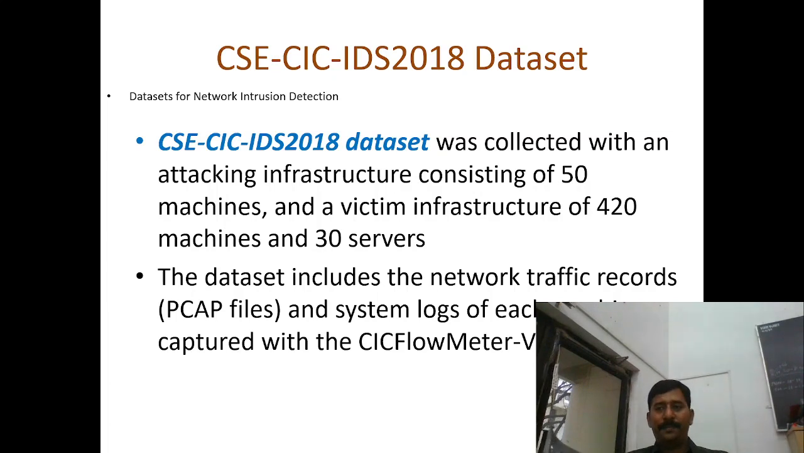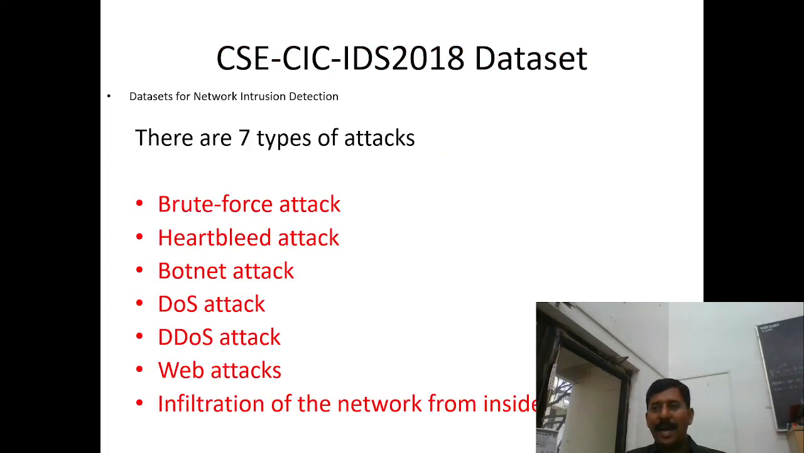So basically, there are some categories of attacks. There are 7 types of attacks according to this particular dataset. One is a brute force attack. Second one, heartbleed attack. Third one, botnet attack. Fourth one, DOS attack. Fifth one, DDoS attack. Sixth one, web attacks. Seventh one, infiltration of the network from the inside attack.